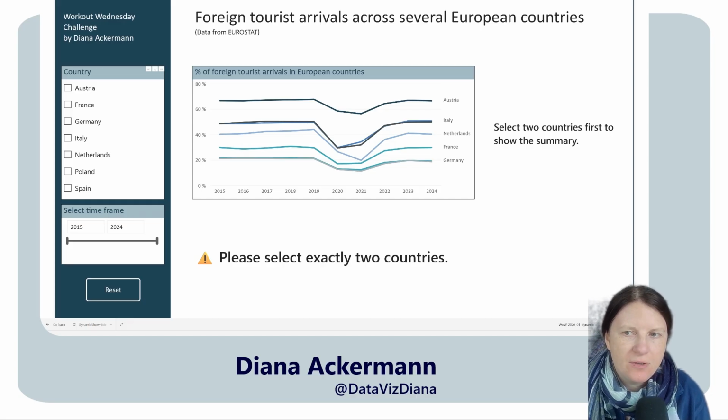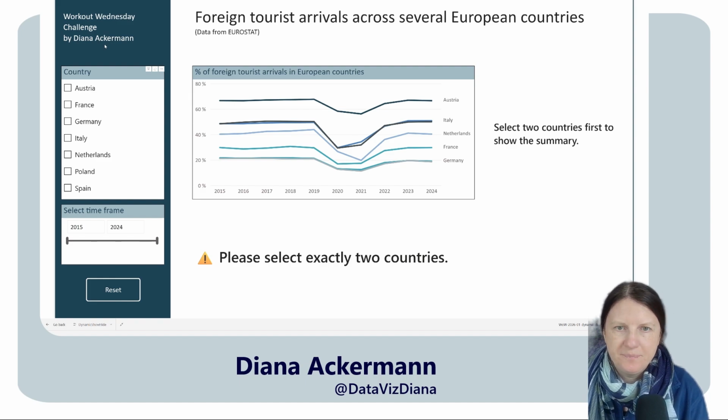This time it's all about dynamic boxes that appear or disappear based on selections. We're looking at this data. There are some time series. It's the percentage of foreign tourists arrival in European countries, summarized by year. And it represents the percentage of foreign versus domestic tourists.